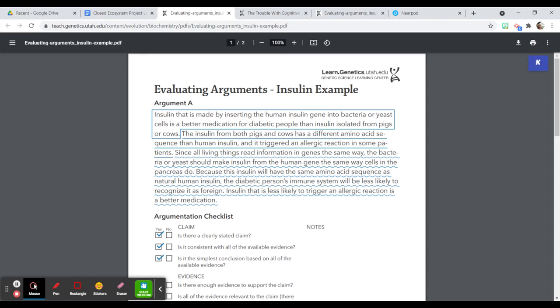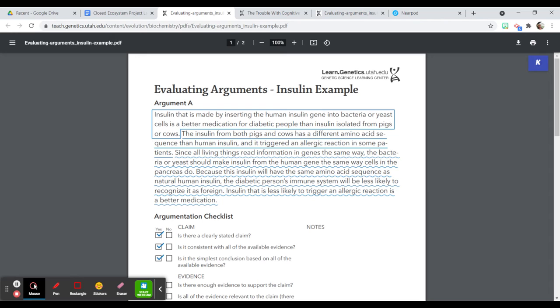When evaluating arguments, you typically want to start it off. Your first sentence is usually going to be your claim. Here, it follows that pattern. Insulin that is made by inserting a human insulin gene into bacteria or yeast cells is a better medication for diabetic people than insulin isolated from pigs or cows. Again, this student is answering the question. That's your claim. Now, here comes that supporting evidence.